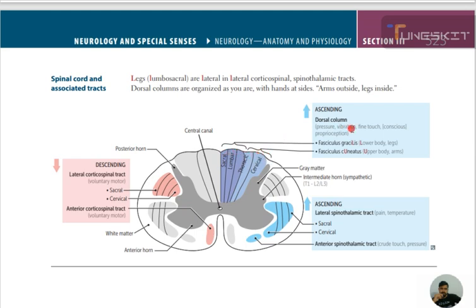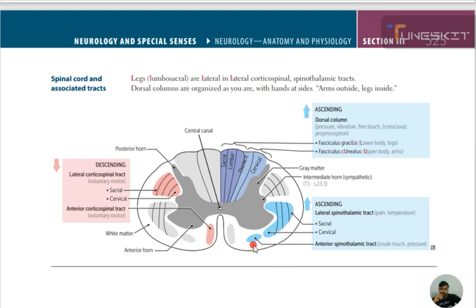and these dorsal columns are organized as you are with hands at sides. So these dorsal columns are located somewhat at this side: sacral, lumbar, thoracic, and cervical. The pressure, vibration, fine touch, consciousness, and proprioception are carried by these structures.